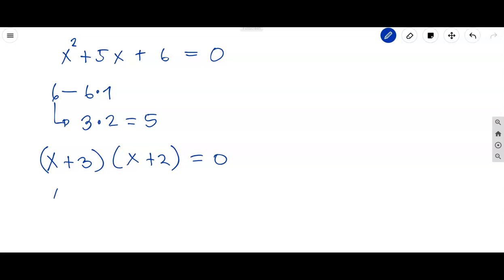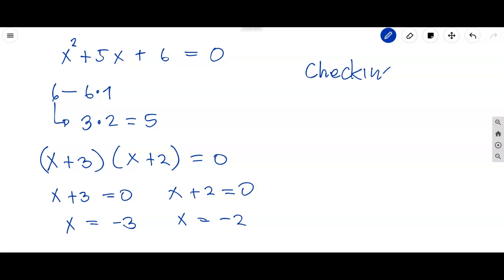So we will have x plus 3 equals 0, where x is equal to negative 3. The other one is x plus 2 equals 0, then x is equal to negative 2. When you check this equation, be sure that it will be equal to 0. So let's try by checking.